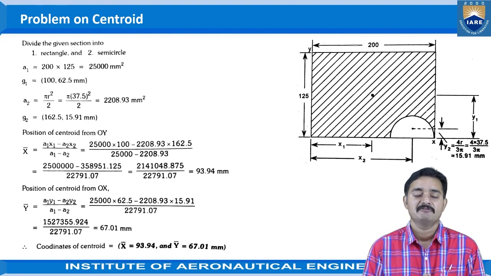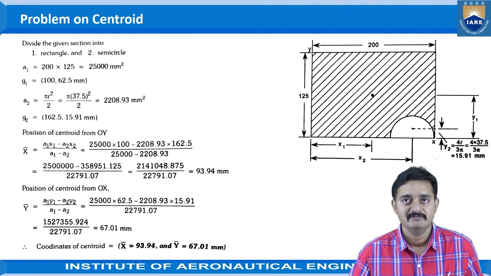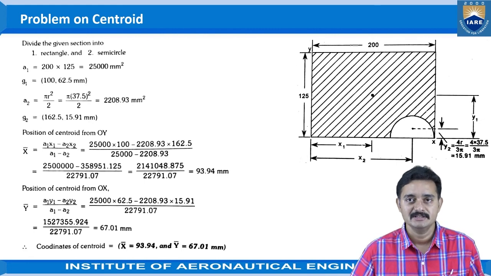So in this way, when there is no material present in the given lamina, then we need to subtract the data, the hollowness of the regular shapes from the material that is present. In this way, we will be calculating the values and coordinates of the centroid.